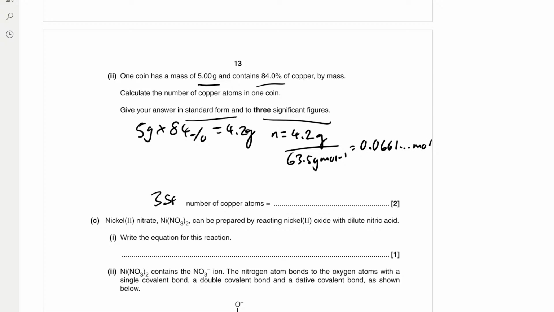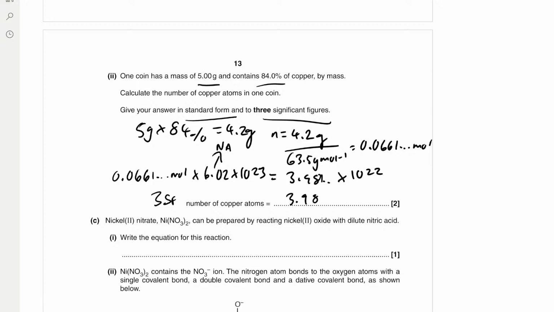Then to find the number of copper atoms in one coin, we need to multiply the number of moles by Avogadro's constant, which is in the data sheet, and it's 6.02 times 10 to the 23. You'll sometimes see it represented as NA. And that gives us a value of, making sure to carry down our value from our calculator, not round it mid-calculation, 3.98 times 10 to the 22. We're giving it to 3 sig fig, so it's 3.98 times 10 to the 22.